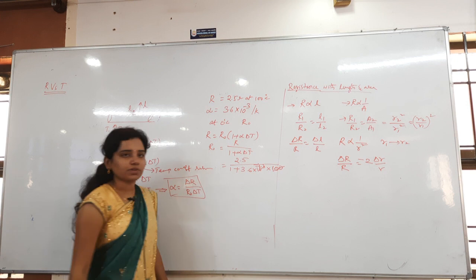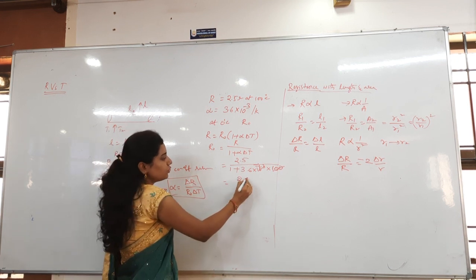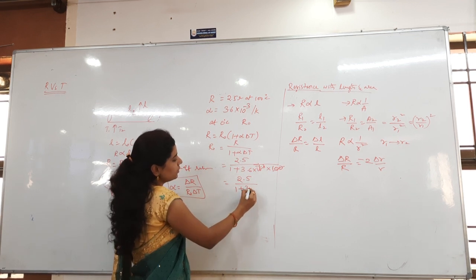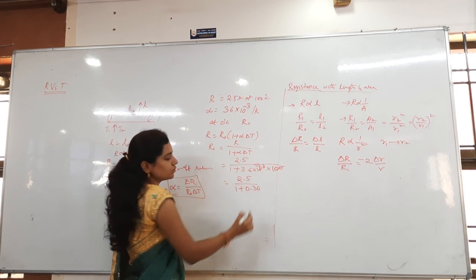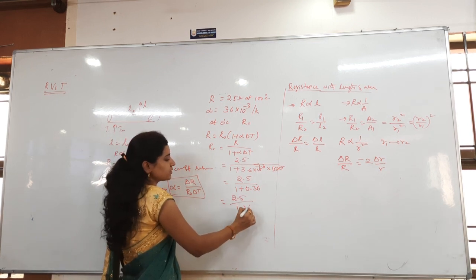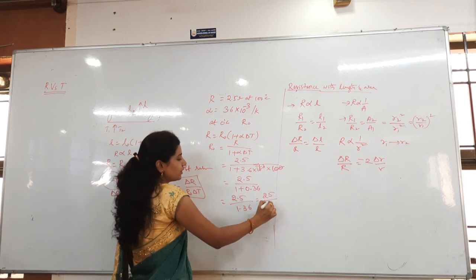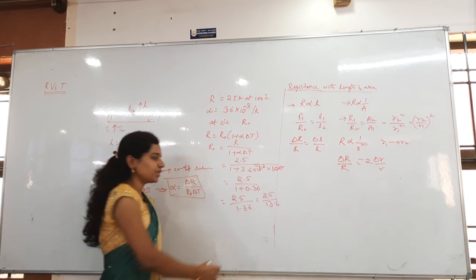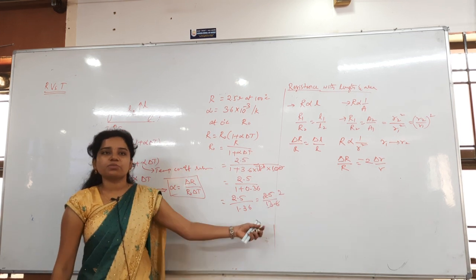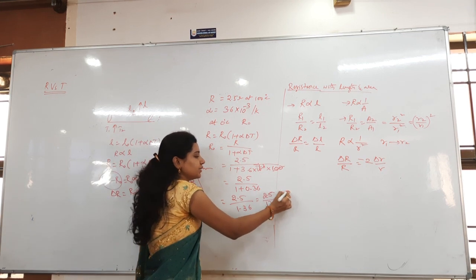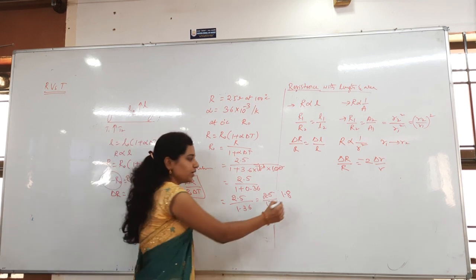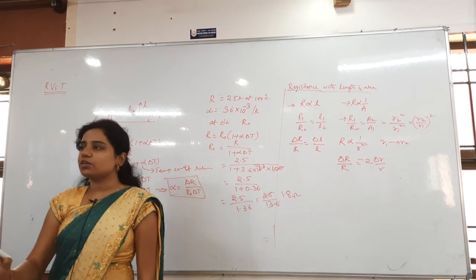Then 10 power minus 1. How much will we get here finally? 2.5 by 1 plus 0.36. Yes, that's correct, 0.36. Then 2.5 by 1.36. Then take it as 25 by 13.6. Approximately how much will you get? 13 twos are 26 only, right? So you will get around 1.8. The exact answer, I think, is 1.83. So 1.8 ohms.